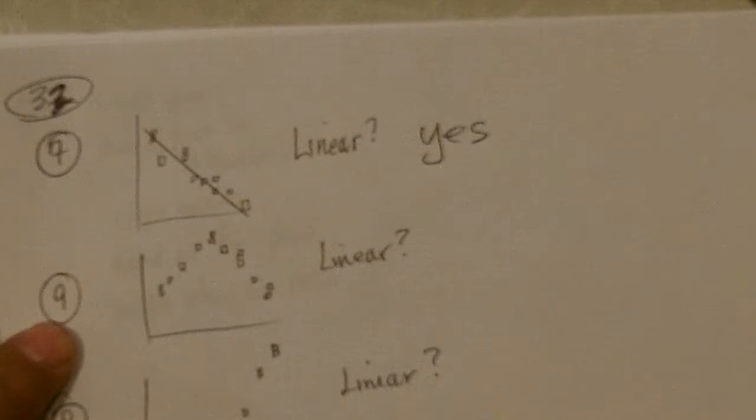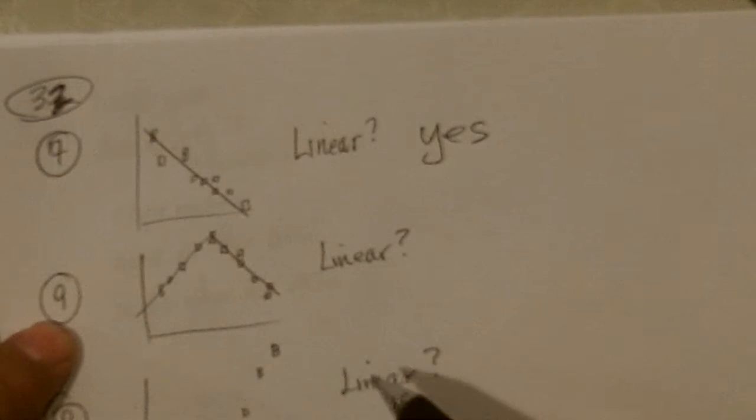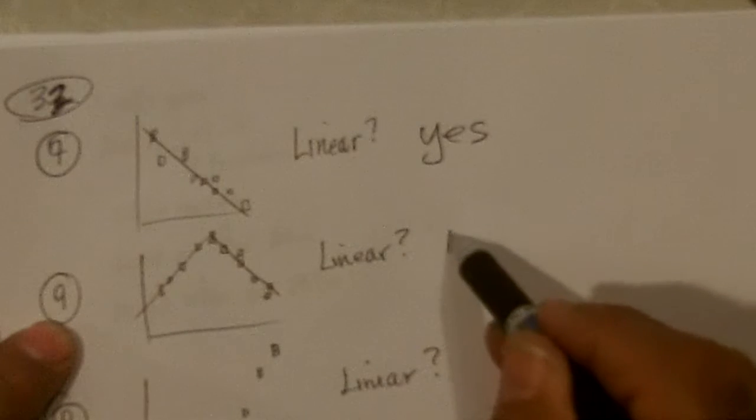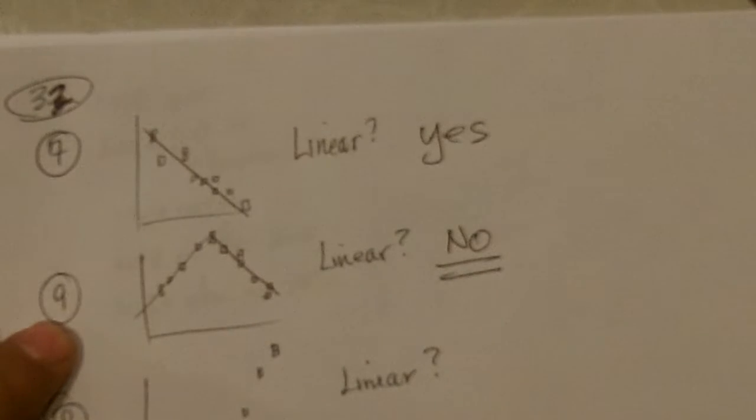Is this one linear? Well, it kind of looks like that's a V. That's not a straight line, it's a V. It probably is some sort of absolute value, so no, it's not linear. It's not one straight line. It looks like two pieces of straight line.